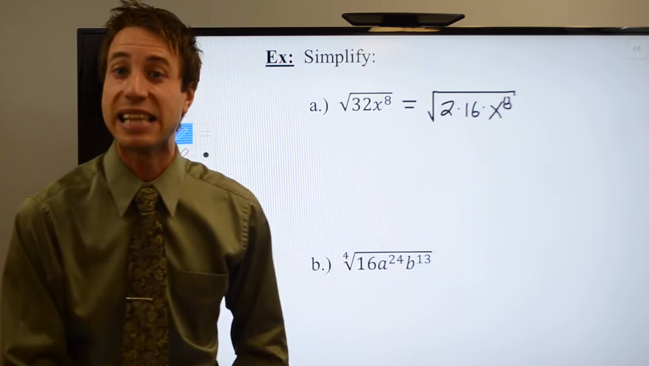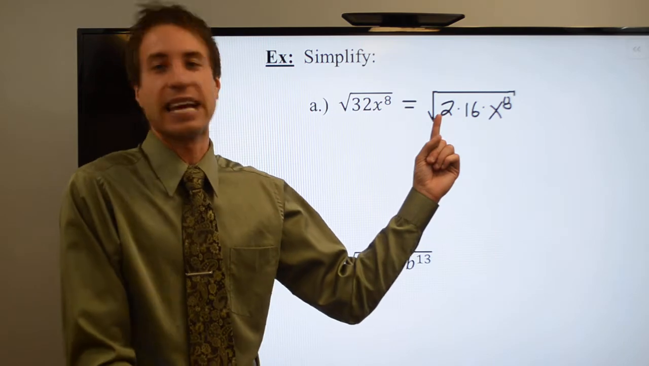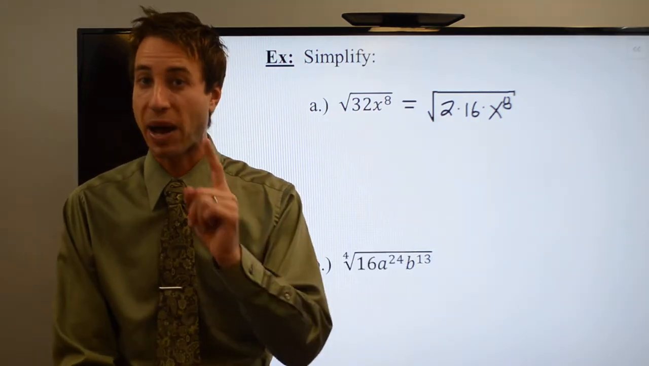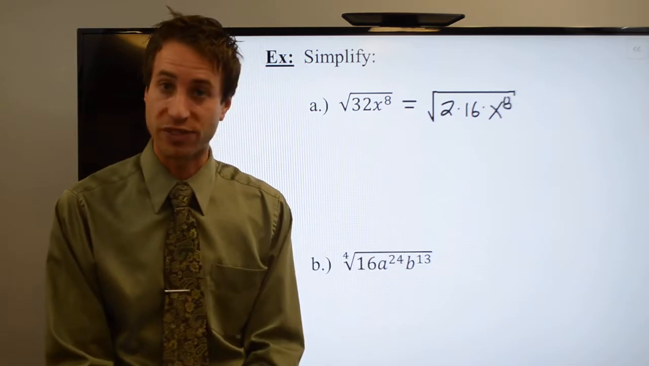Now the reason that I do that is I can't take the square root of 2, right? It's an irrational number, it's not a perfect square. But I can take the square root of 16.